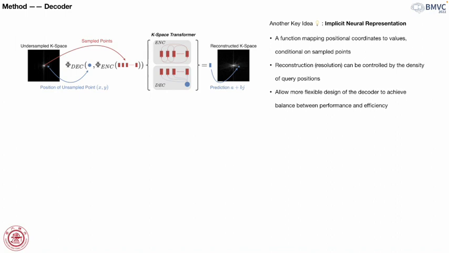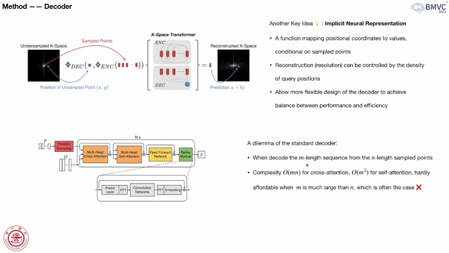In this way, we are able to control the resolution of reconstruction by changing the density of query positions. It allows us to design a more flexible decoder. Recall that under a standard decoder, we need to perform self-attention between unsampled points, which is hardly affordable when the sampling ratio is very low, and that is often the case in practice.